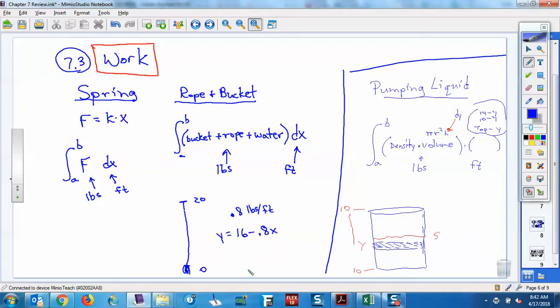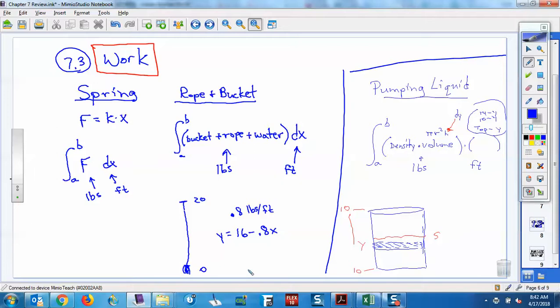So we had the spring problem. Force equals k times x, that's Hooke's law. And then the integral is just your force, pounds times feet. So your force equation goes in there. And then we had the bucket and the rope and the water, which was the pounds.